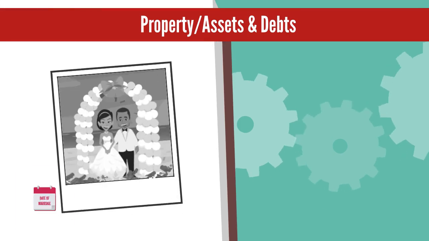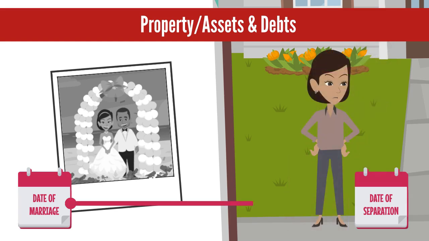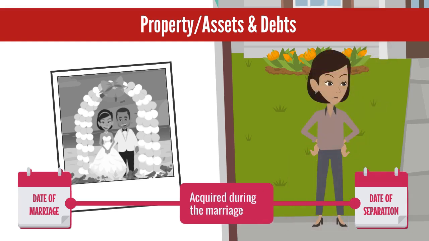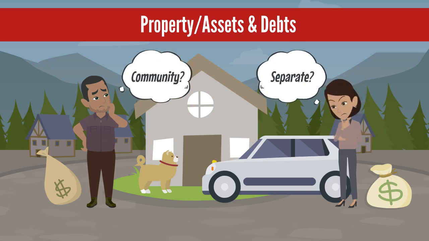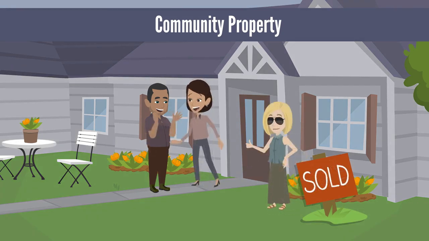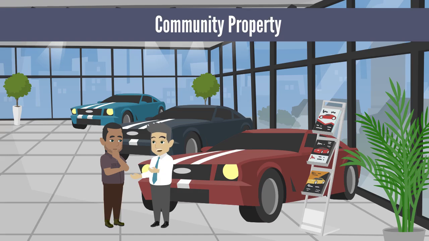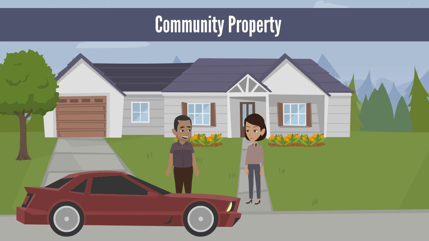You need to know when you married and when you separated to figure out what's separate and what's community. That is because anything acquired between those two dates is considered acquired during the marriage. The general rules for characterizing property and debts as community or separate are as follows. Community property is what you own or owe together during your marriage. It does not matter if a debt is only in the name of one spouse. If it was incurred during the marriage, it's community.